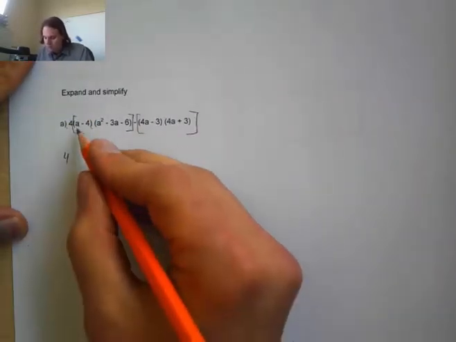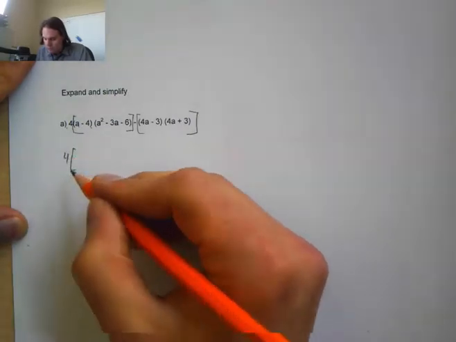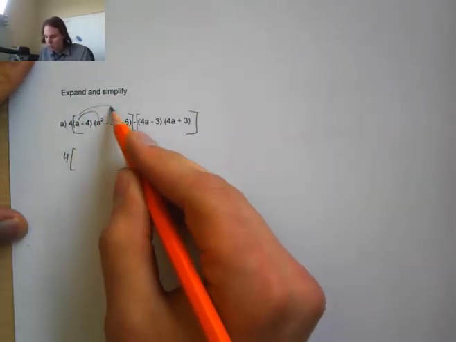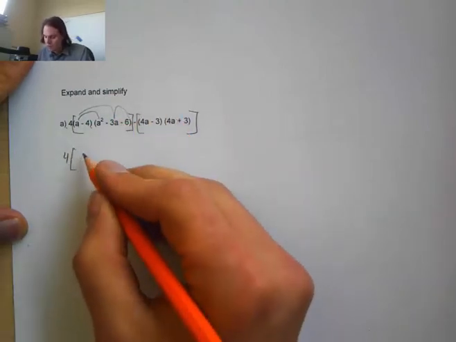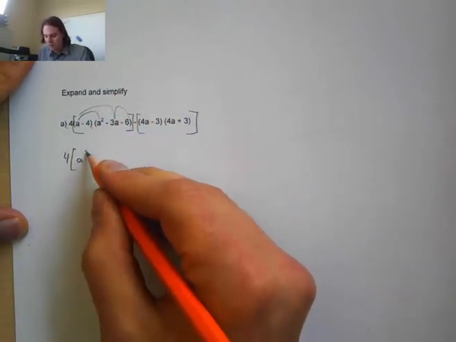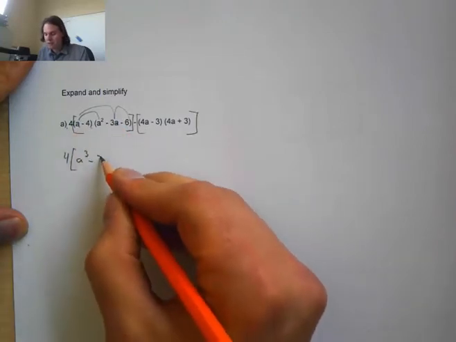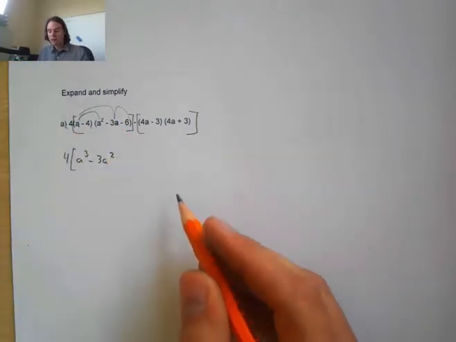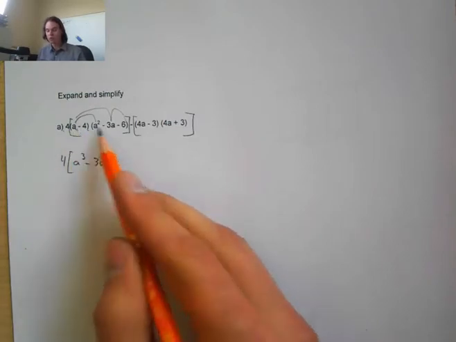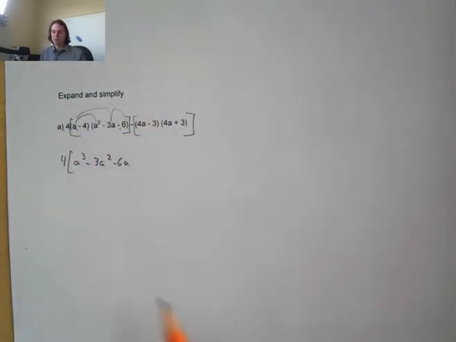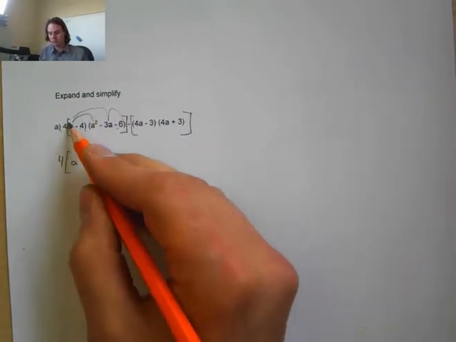All right, so I have 4, and we want to go a multiplied by, this has to be going into all 3 of these, right? So a multiplied by a squared is a to the power of 3. Then I'm going to go a multiplied by negative 3a is minus 3a squared. Then I have to go a multiplied by negative 6 is going to give me negative 6a. Now we have to go with the negative 4. Okay, so the a is done.